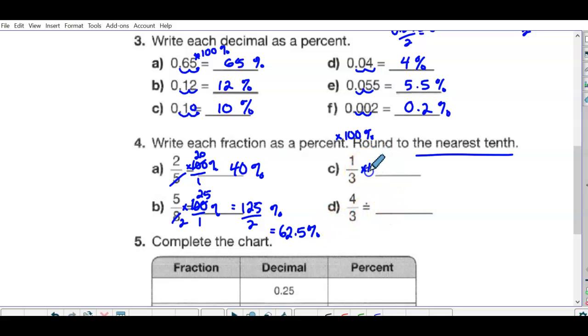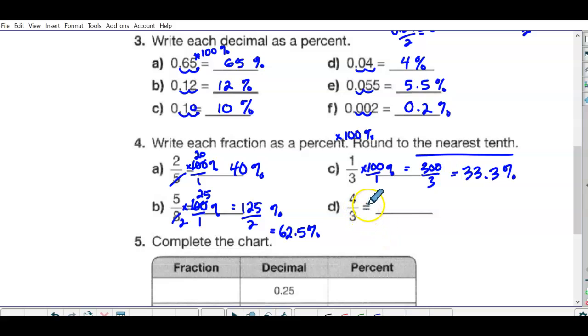1/3. 3 doesn't go into that, so that's 300 over 3. You may even want to think about 1/3 as 0.3 repeating. So when you move the decimal place, you're going to get 33.3% rounded. Okay, it's really 33.3 repeating, but we're going to round.